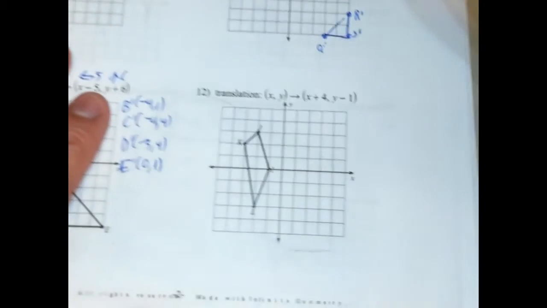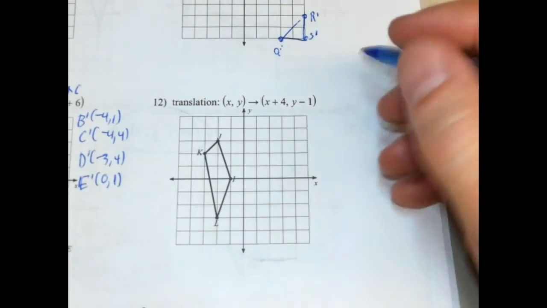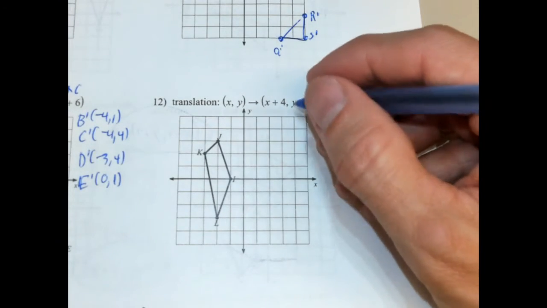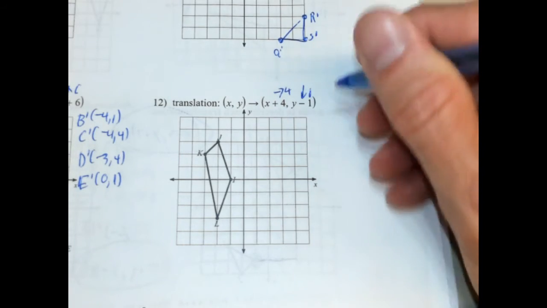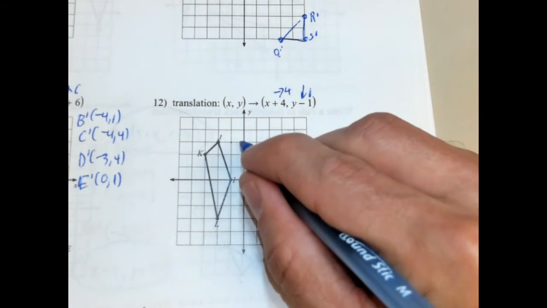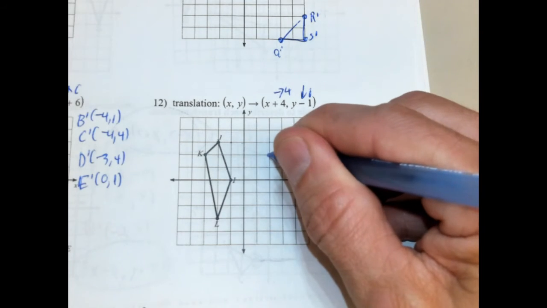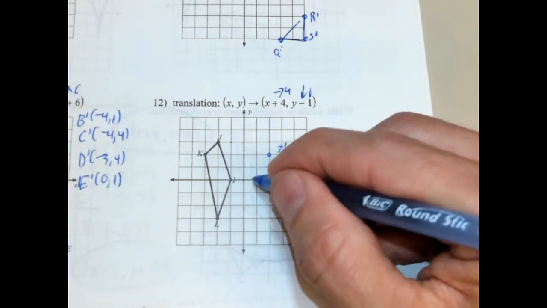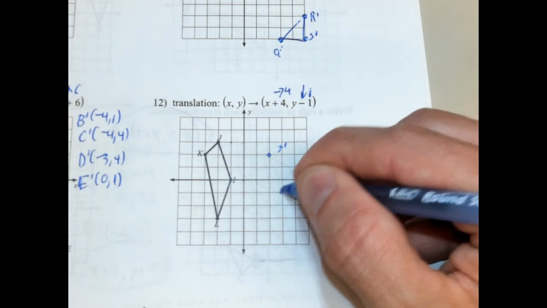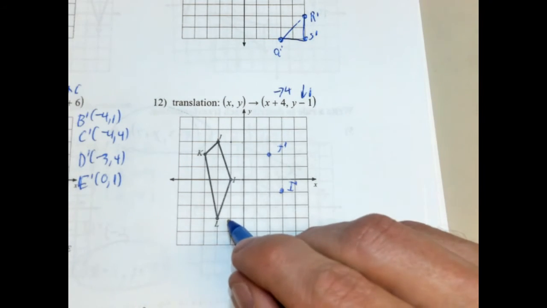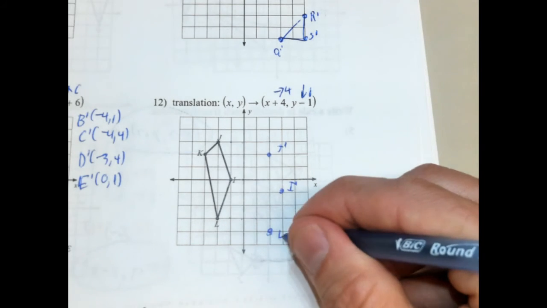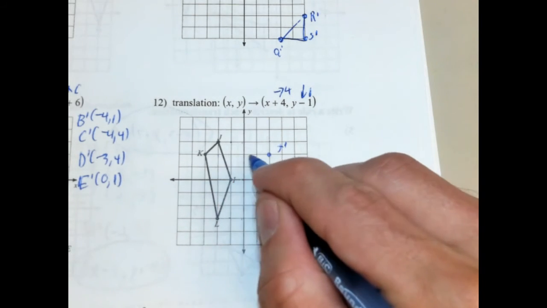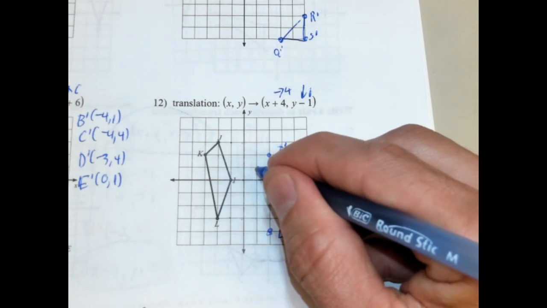Okay, last one. We have x plus 4. So we're going to go right 4 and then down 1. So 1, 2, 3, 4, down 1, that's J prime. 1, 2, 3, 4, down 1, that's I prime. 1, 2, 3, 4, down 1, that's L prime. 1, 2, 3, 4, and down 1, that's K prime.